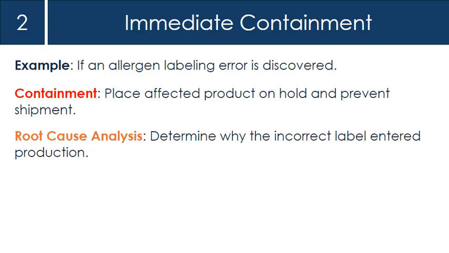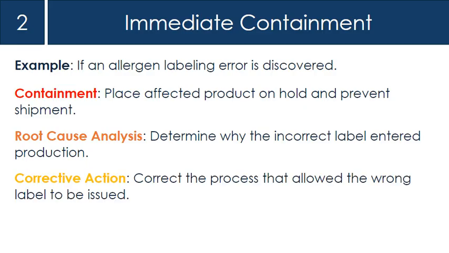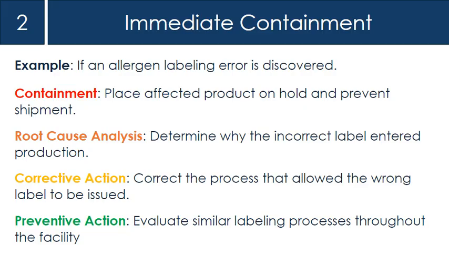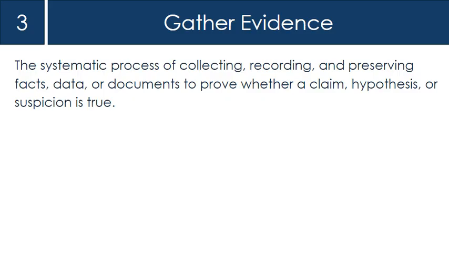Root cause investigation: determine why the incorrect label entered production. Corrective action: correct the process that allowed the wrong label to be issued or used. Preventive action: evaluate similar labeling processes throughout the facility.